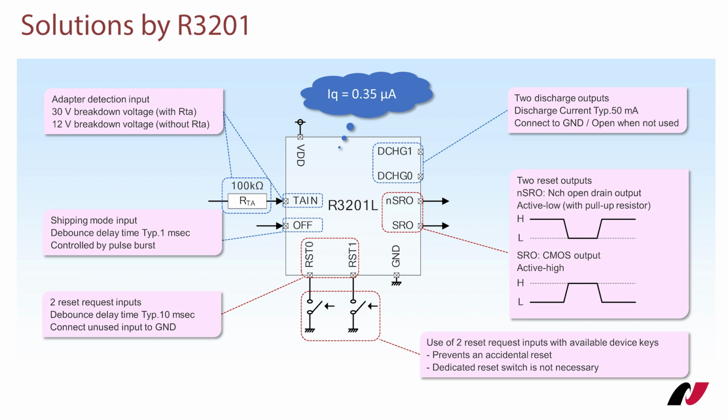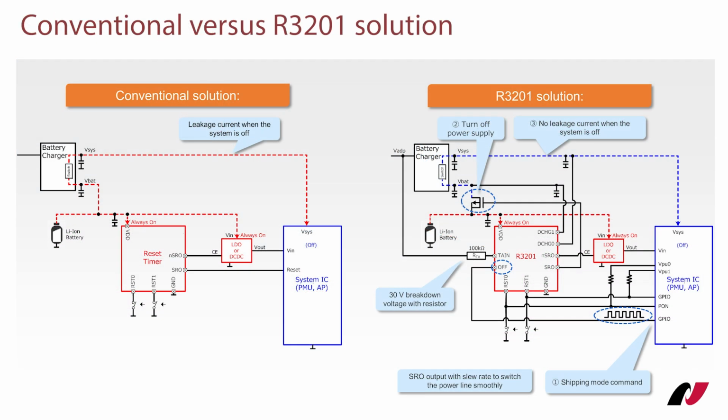The shipping mode is released by activating the power on button for more than 2 seconds or by applying a power adapter to the device detected by the TANE input. This input has a breakdown voltage of 12 volts but can be extended to 30 volts by adding a series resistor of 100 kilo ohm. In the shipping mode, all redundant circuits are isolated from the power supply and the remaining current consumption is decreased to a minimum. On this slide, a comparison is shown between a conventional circuit and a solution with the R3201.